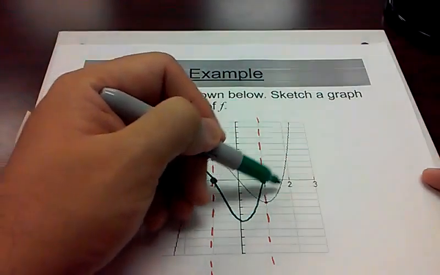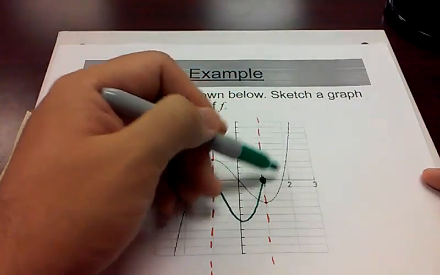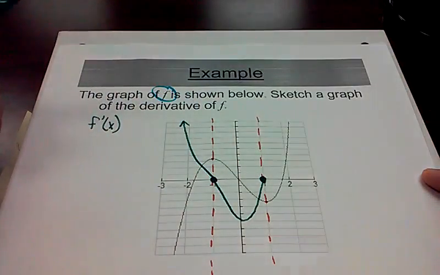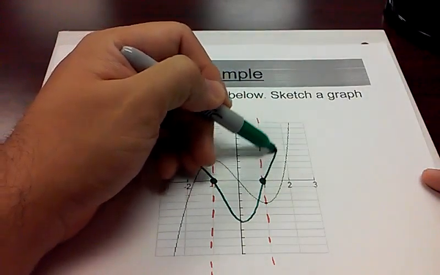All right, and then finally, let's look at this part of the interval of the graph. Notice that the function is increasing. So when the function is increasing, that means the derivative is positive.